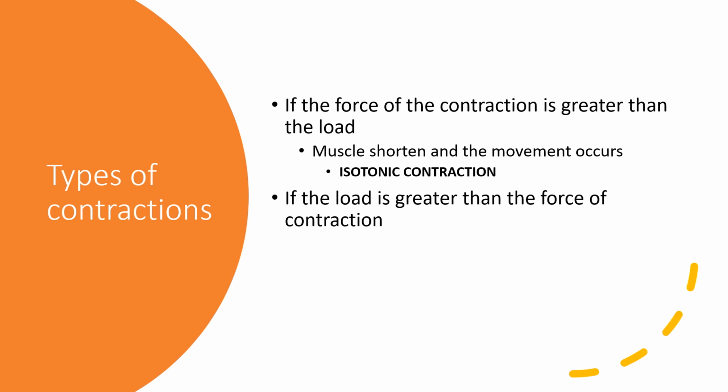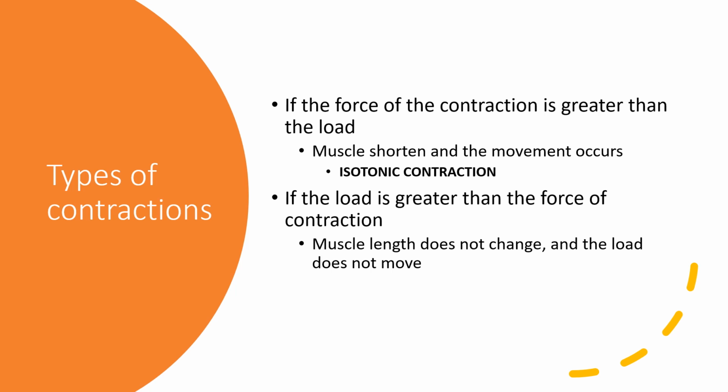If, however, the load is greater than the force of the contraction, then we're going to have a different situation where the muscle length does not change and the load does not move, but you are going to have contraction taking place. And this is called isometric contraction. And so I'm going to give you an example of this as well.